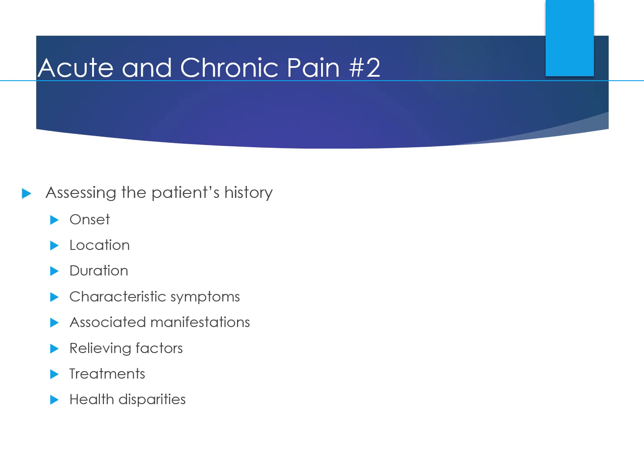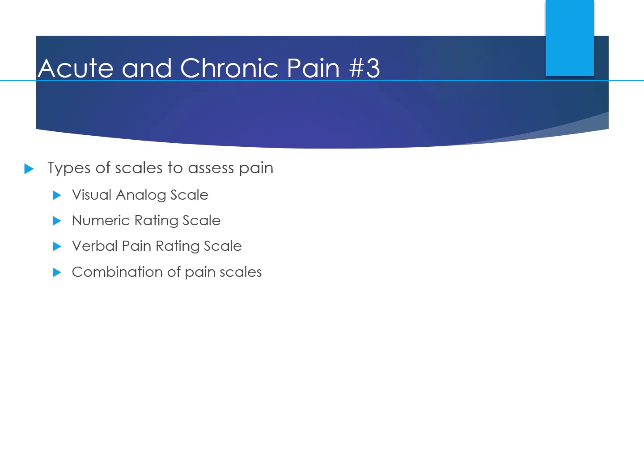So we need to assess the patient history: onset, location, duration, characteristics, associated manifestations, relieving factors, treatments, and related health disparities. Health disparities, such as patients with sickle cell disease who might be stigmatized when they come to the ER, and then their pain is unfortunately not managed appropriately.